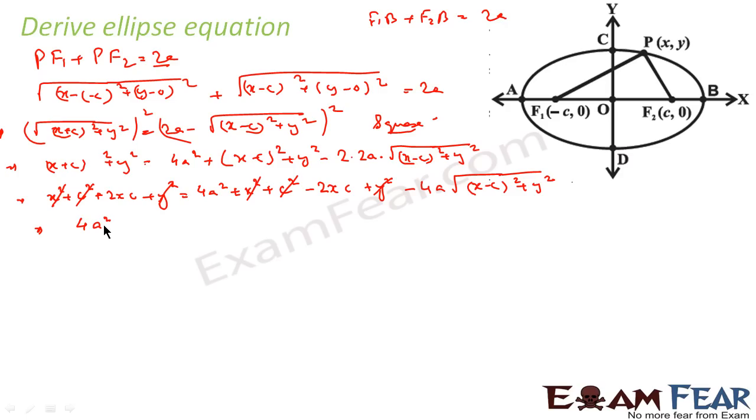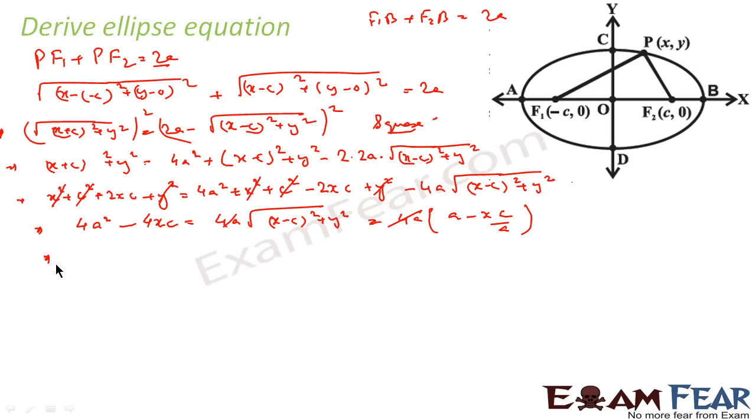So what we get is 4a square, minus, I'm taking this side, 2xc minus 2xc, 4xc, is equal to 4a into root of (x minus c) square plus y square. Correct? Now I'll take 4a common from this. So I'll take 4a into, this will become a minus xc by a. Correct? Now 4a is cancelled.